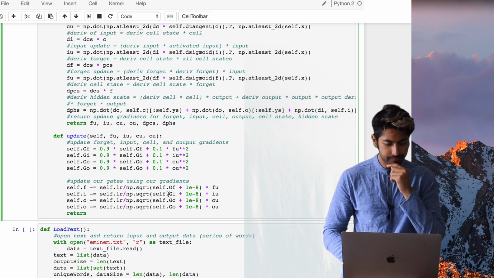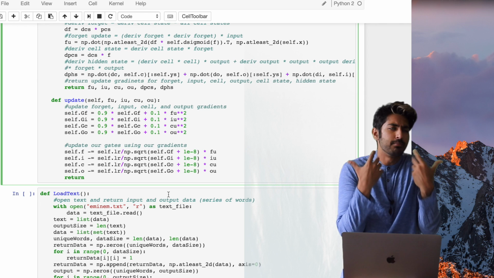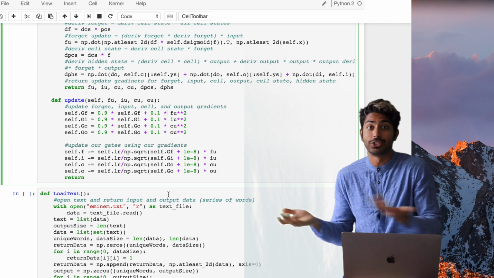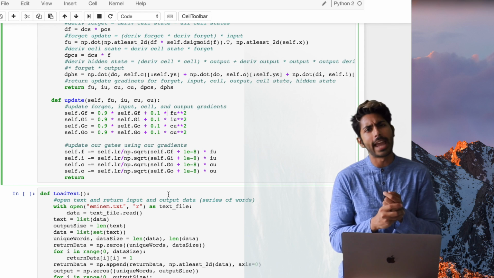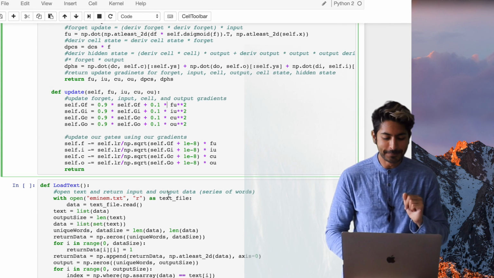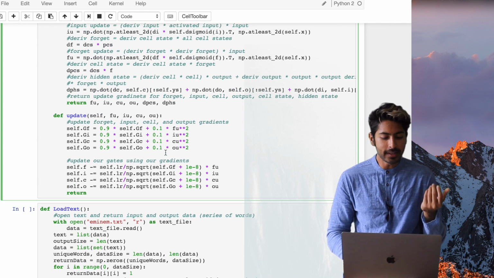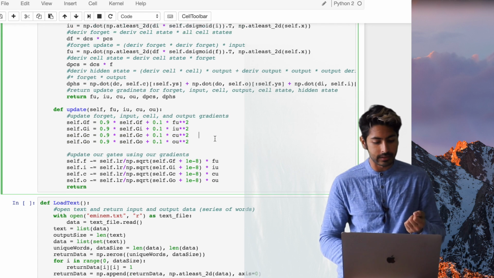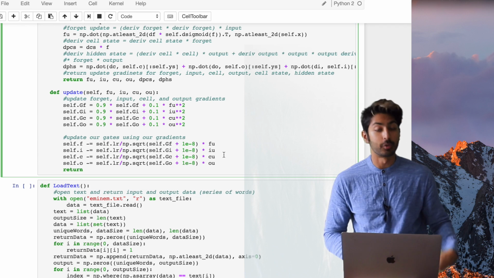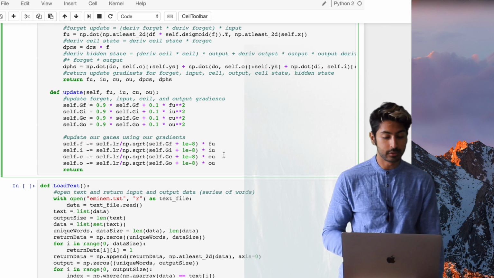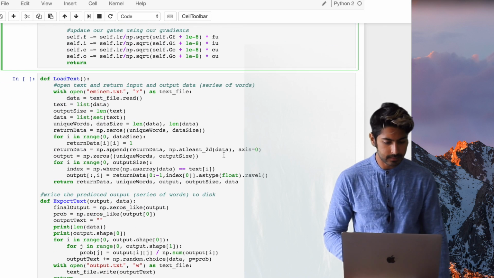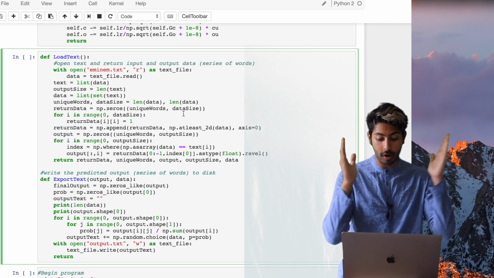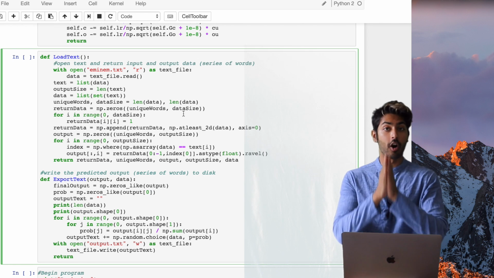And so, yeah, it's more matrix math than we did before. It's like 6 or 7 more steps than a recurrent network. Maybe it's more like 8 or 9 more steps, but yeah. And then our update step is going to just be us updating our forget, input, cell, and output gradients. And then we can update our gates using those gradient values. Okay, so that's it for our LSTM cell, our recurrent network.